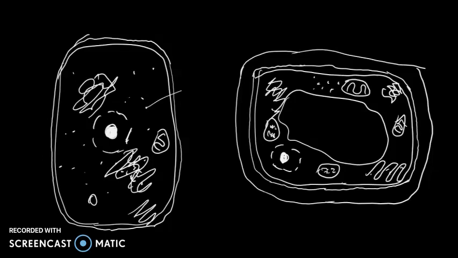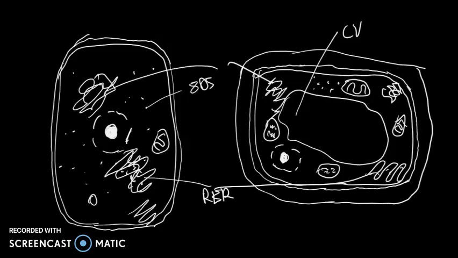You also have 80S ribosomes in both of them. Both of them have a cell membrane. Plant cells also have a cell wall, and these have a central vacuole. That's important to draw. And both of them have rough endoplasmic reticulum, so rough ER, and they both have smooth ER. Animal cells also have the lysosome, and the plant cells have the all famous chloroplast, which is important in photosynthesis.